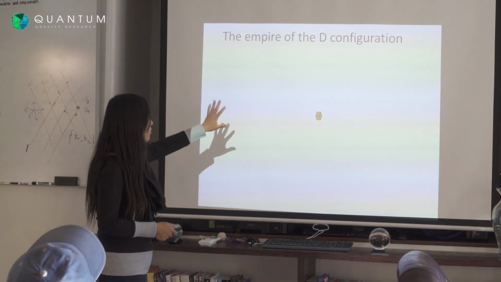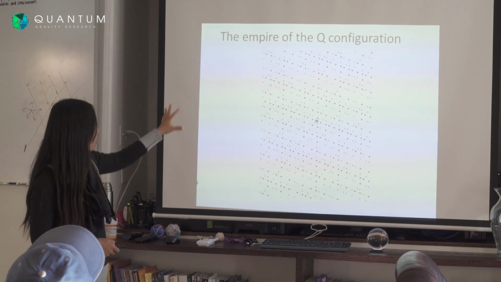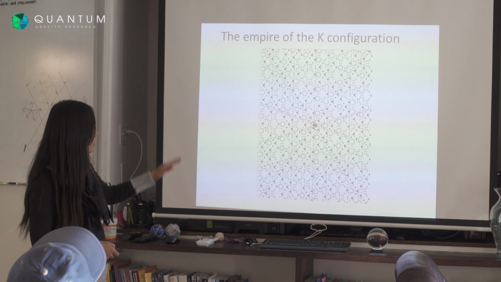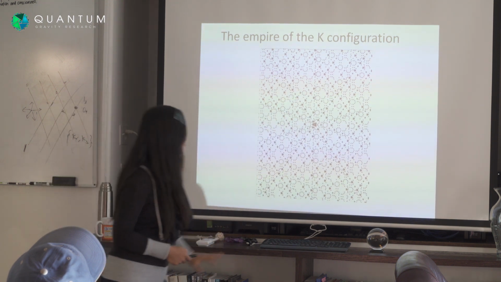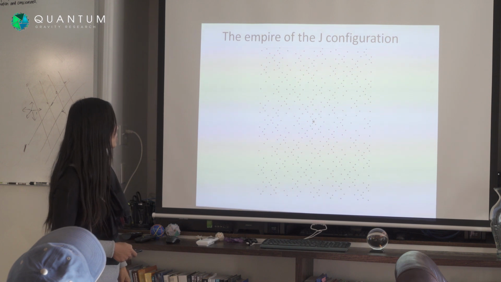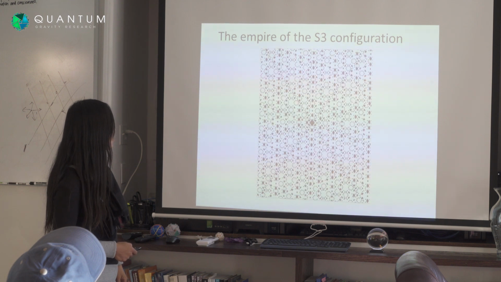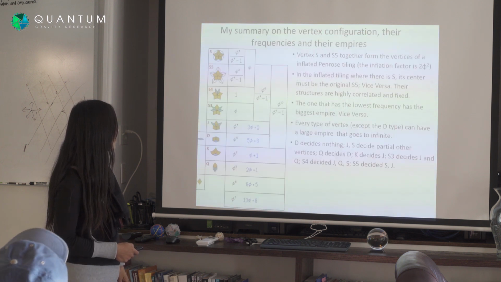For the D type, there is no empire, and for the Q, this is how it looks. This is the K. You see, this still has the local empire, and then the rest looks like that. This is the J type, and this is the S. This is the sun, and this is S3, S4. This is S5, which is the star.